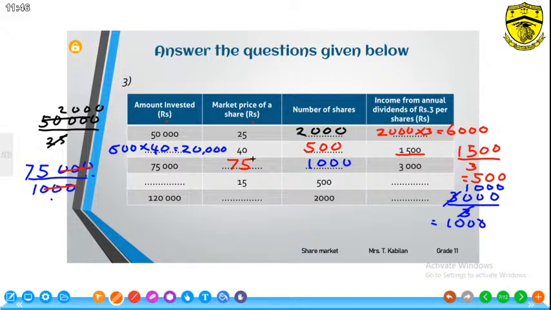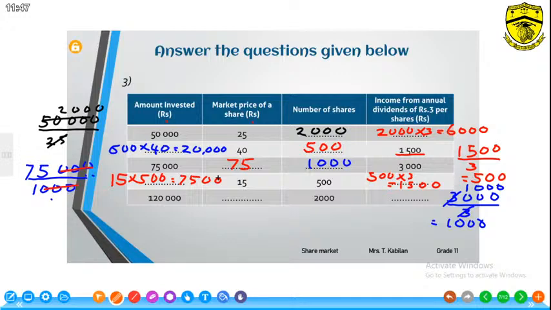Okay. Consider the fourth one. Market price of a share and the number of shares are given, right? From this, how do you find the income and amount invested, right? The number of shares and the dividend per share are given, so we can find the income easily. How do you find the income? Here number of shares, that is 500, multiplied by 3, so you will obtain 1500 is the income, right? Then the amount invested can be calculated by multiplying this number of shares by a market price of a share. So 15 multiplied by 500, so that is 7500 is the amount invested.